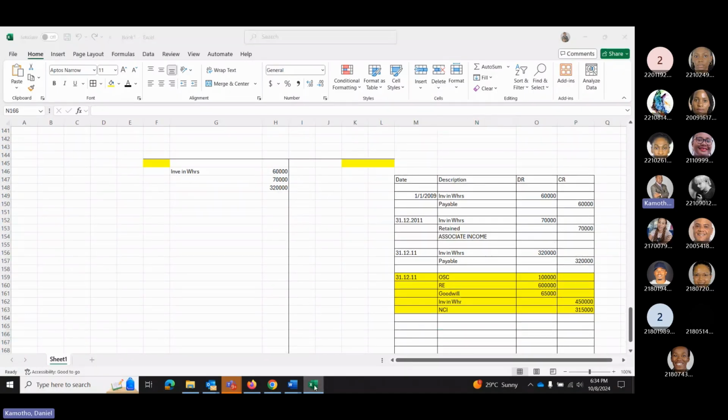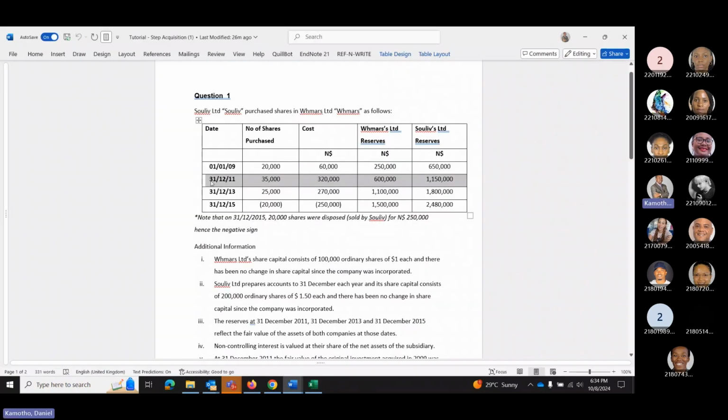Now, this company has become a subsidiary on the 31st of December 2011. Now they are saying between 2011 and 2013, the company has made profit. What normally happens when it makes profit? Remember, we always combine the total revenue and the total cost of sale, but in the end, we always look at the profit of the subsidiary and share it between group and non-controlling interest.